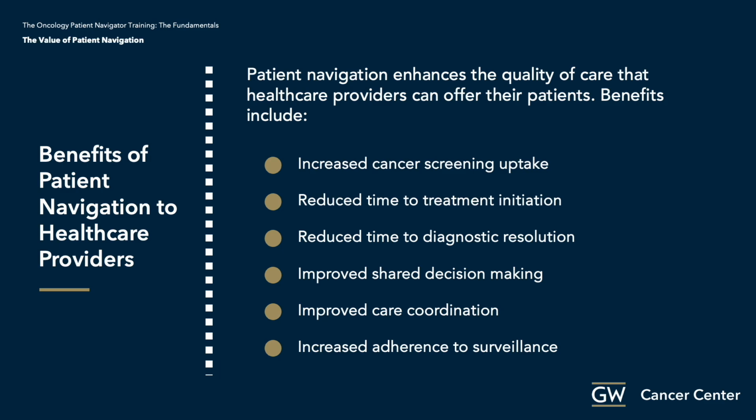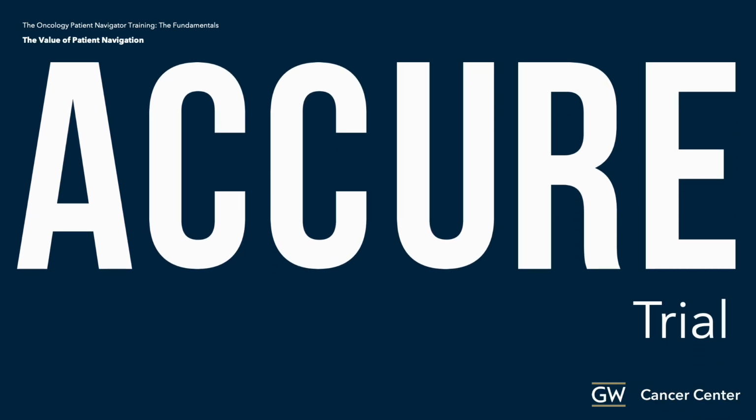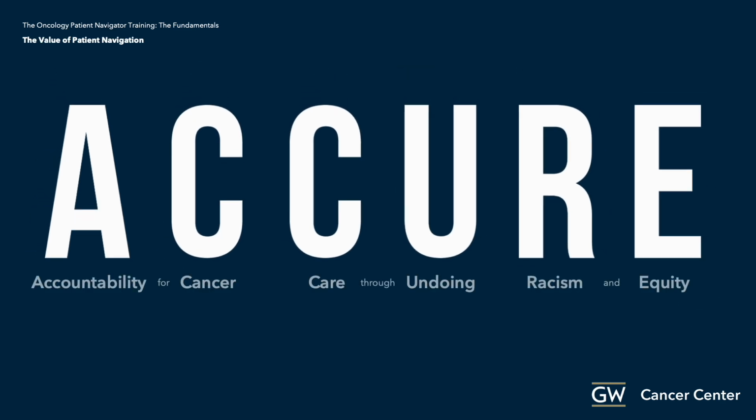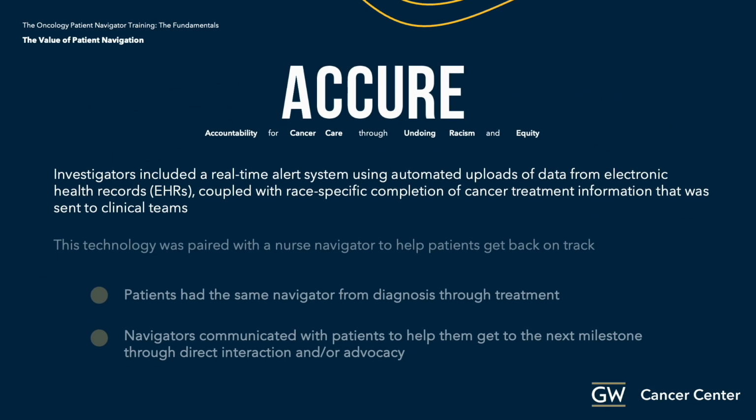Now for some real-world examples. A National Cancer Institute-funded study called the ACURE trial was able to completely eliminate lung and breast cancer treatment disparities. ACURE stands for Accountability for Cancer Care Through Undoing Racism and Equity. ACURE investigators accomplished this by including a real-time alert system to let them know when a patient was not completing a critical milestone on time.